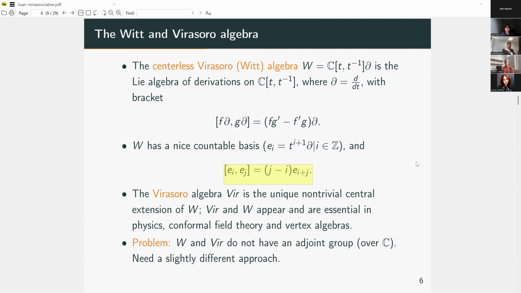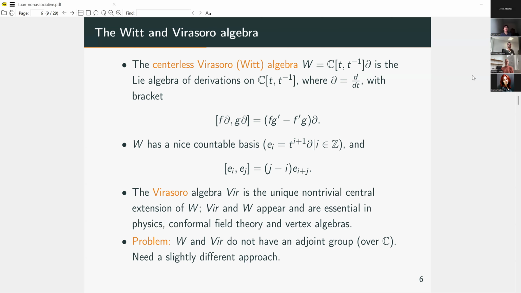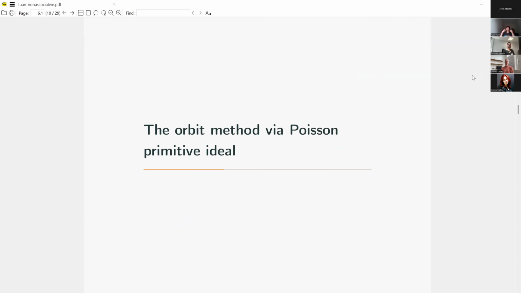Are there any questions for this so far? Cool. Then the different approach I'm hinting towards is using Poisson primitive ideals. In the next section, I'm going to explain what I mean by that.